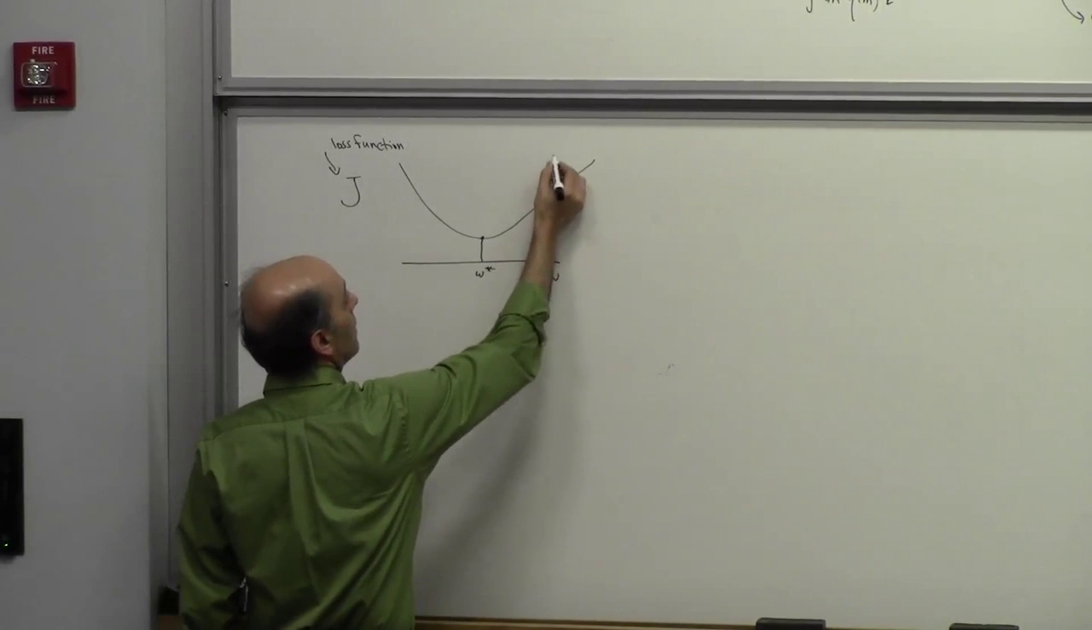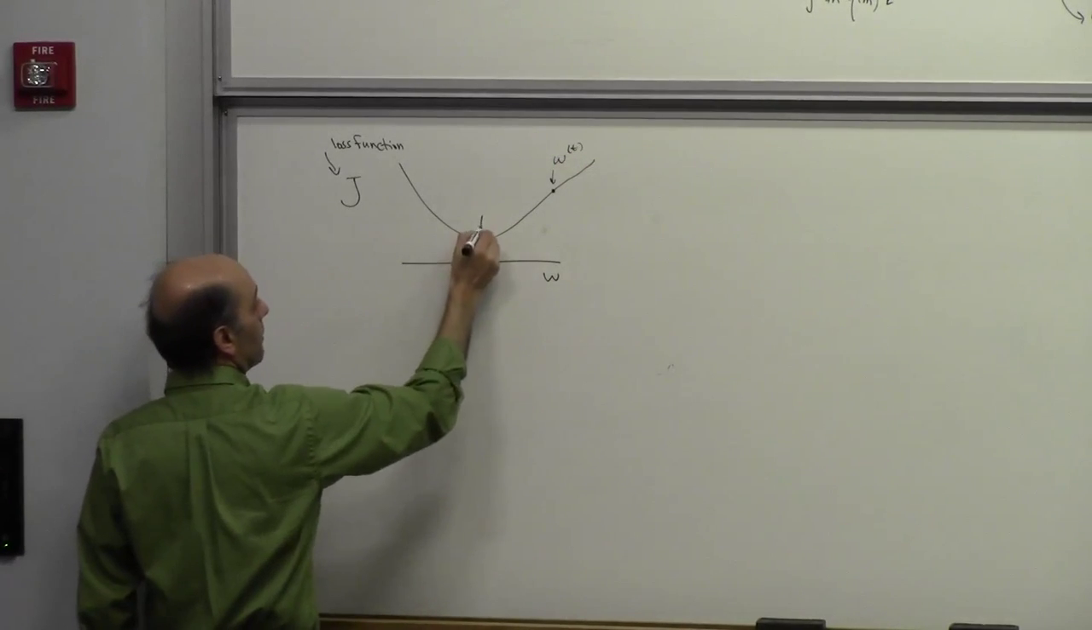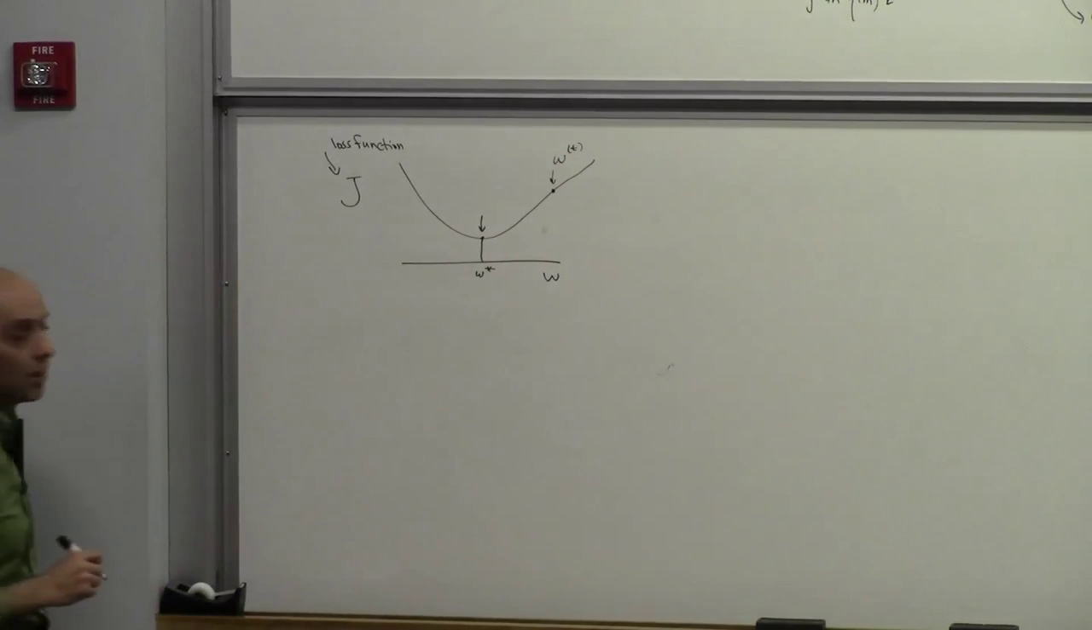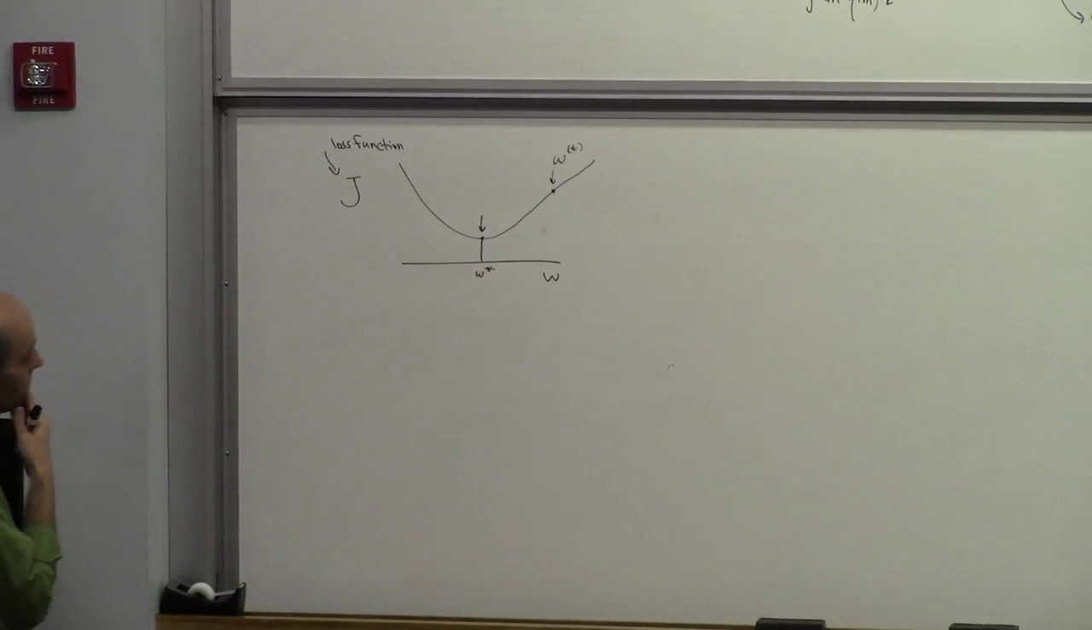This is where I am, w in trial t. This is where I want to be, w star, the best place that will minimize my cost, my loss. It's the lowest loss that I can have. And I want to go from here to here, and I want to know how to do it.